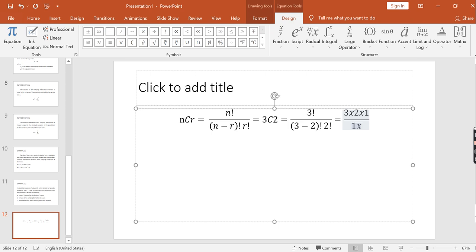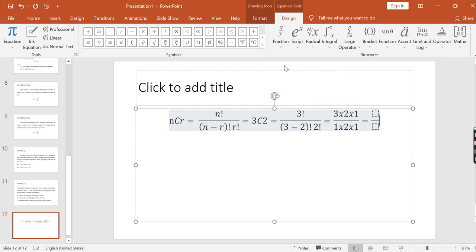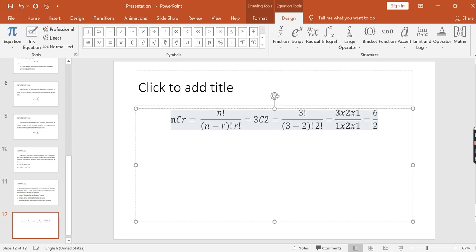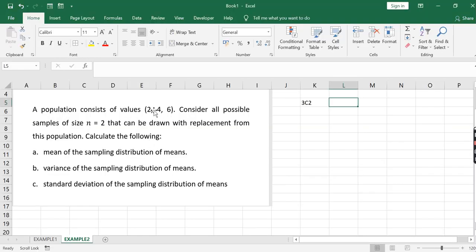And then what's 2 factorial? 2 times 1. So simplify that: 3 times 2 times 1 is 6 over 1 times 2 times 1 is 2. 6 divided by 2 is 3. So there are 3 possible combinations that we can create using the values of our population 2, 4, 6.